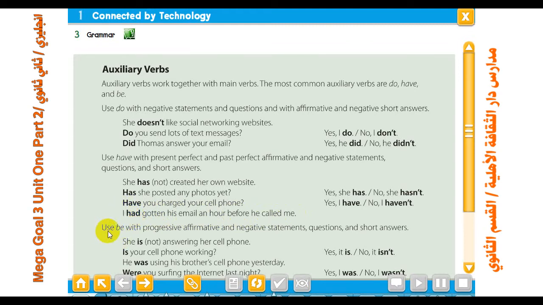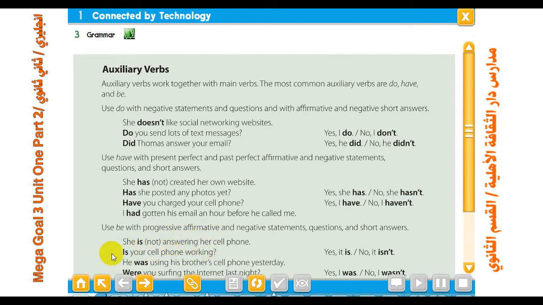Okay. Now let's move to the verb be with its different forms. Use be with progressive affirmative and negative statements, questions, and short answers. She is or is not answering her cell phone. This tense is the present progressive tense. It can be in the affirmative form using is, or in the negative form using is not. After that comes verb plus ing, or it is called the present participle form of the verb.